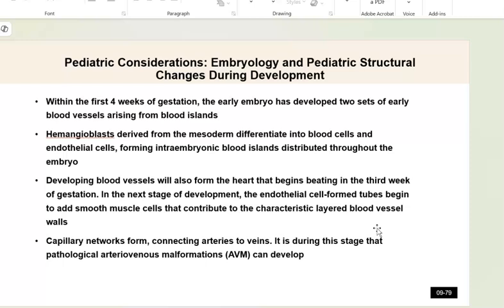So within the first 4 weeks of gestation, our early embryo has developed 2 sets of early blood vessels. We have hemangioblasts, and all of this goes through to how we develop the blood vessels. The developing blood vessels form the heart that begins beating in the 3rd week of gestation. Then we get the endothelial cell-formed tubes begin, and then we get our capillary networks to begin to form.